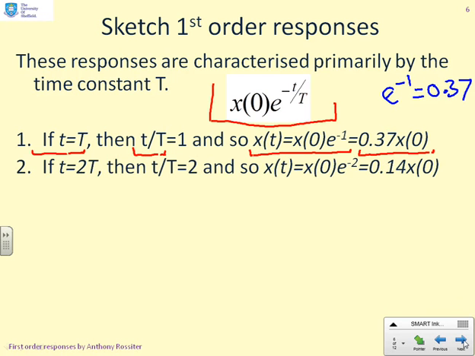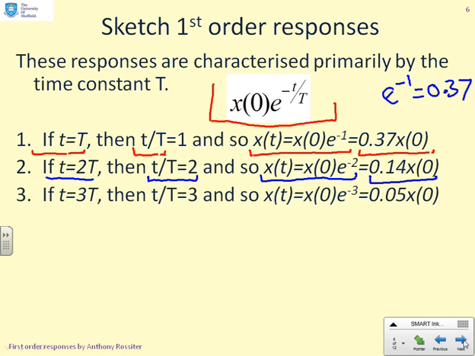What happens then if I substitute in t equals 2 capital T? Well, I hope it's no surprise to you that therefore time over capital T becomes 2, and therefore x(t) becomes x(0) e to the minus 2, and that's roughly 0.14 x(0). What now if I put in t equals 3 capital T? Then you won't be surprised, I get x(t) equals x(0) e to the minus 3, which is roughly 0.05 x(0).